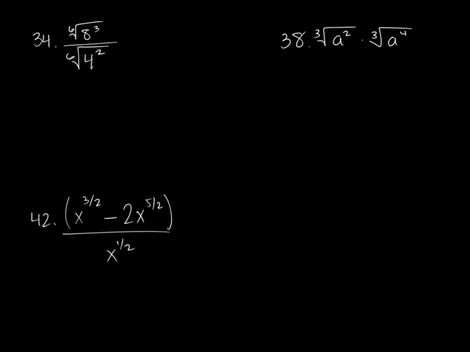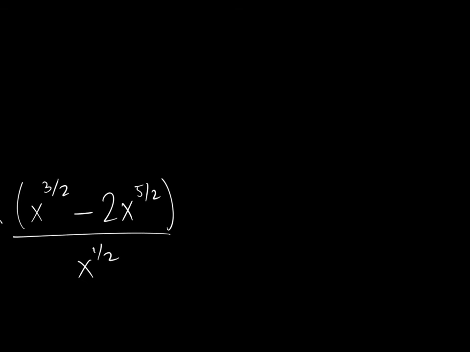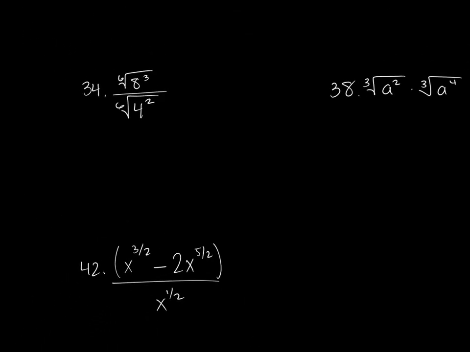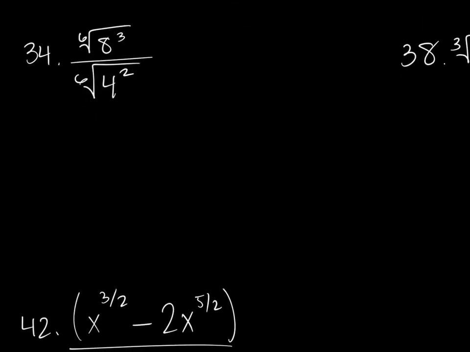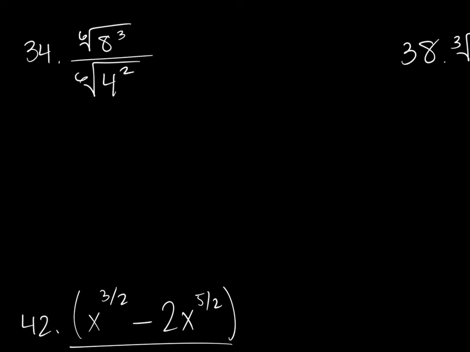Okay, now let's look at 34. We've got the 6th root of 8 cubed over the 6th root of 4 squared. So I'm going to rewrite each of these as rational exponents: 8 to the 3/6 over 4 to the 2/6. Just like with the previous example, we're going to bring up that 4 from the denominator and change the power to a negative 1 since we brought it up its reciprocal.